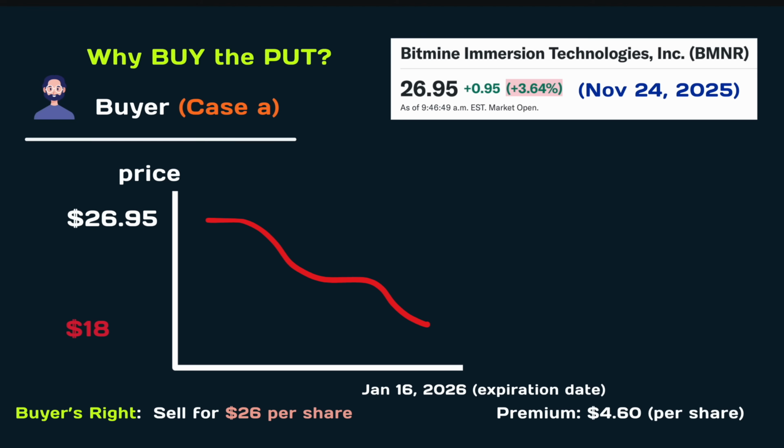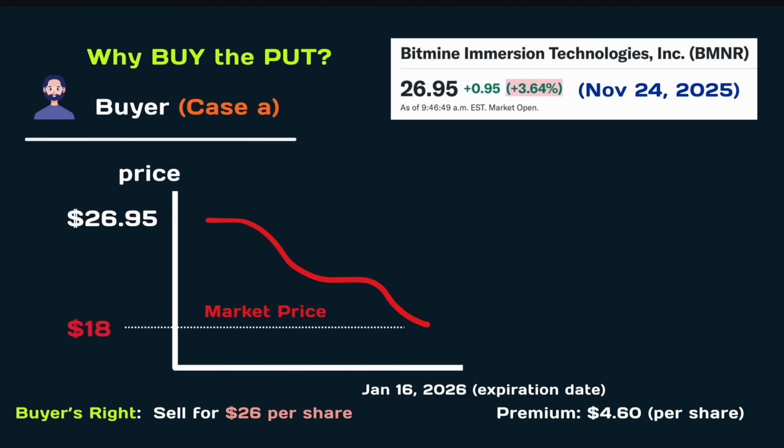Let's hypothetically pretend that on expiration date, the stock is trading for $18 per share. So in this case here, the buyer is going to exercise their right to sell you a share for $26. And how they're going to profit is they're going to go to the open market, buy it for $18 per share, then sell it to you for $26 to profit the difference.